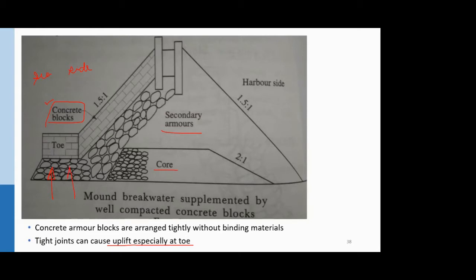So accordingly, the maintenance strategy needs to be designed and implemented so that there is a regular check whether the toe of this breakwater is in a proper condition or not.